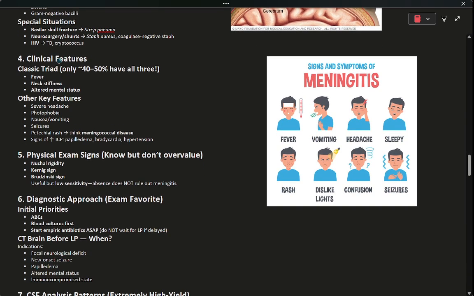For clinical features, we have the classic triad. The triad of symptoms consists of fever, neck stiffness, and altered mental status. However, only about 40 to 50% of patients diagnosed with meningitis have all three of these symptoms. Some other key symptoms and features to watch out for include severe headaches, photophobia, nausea and vomiting, seizures, petechial rash, and any signs of increased intracranial pressure.